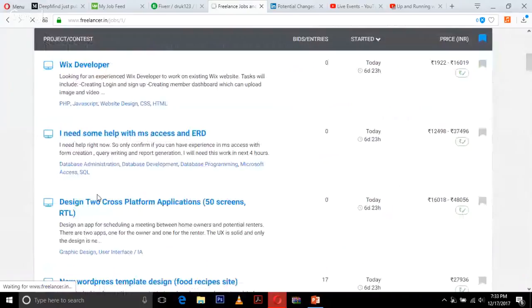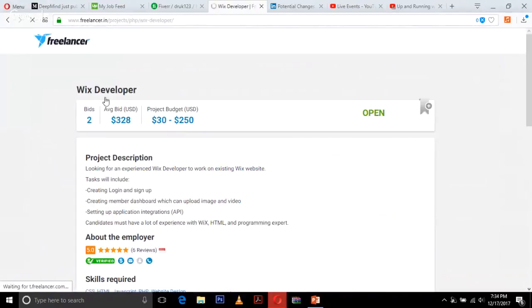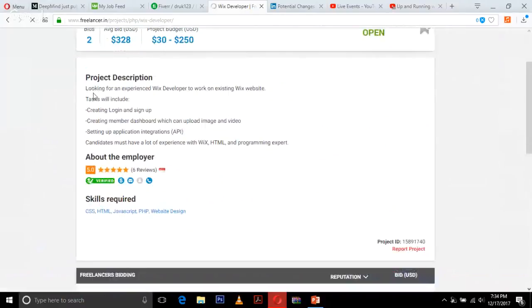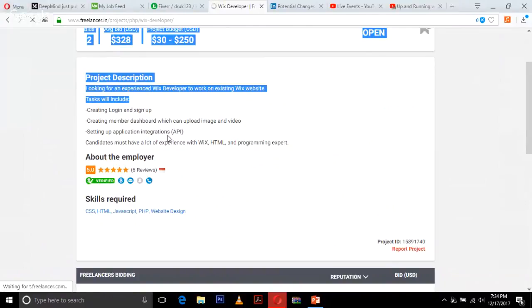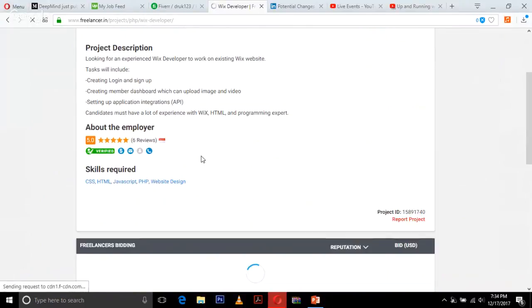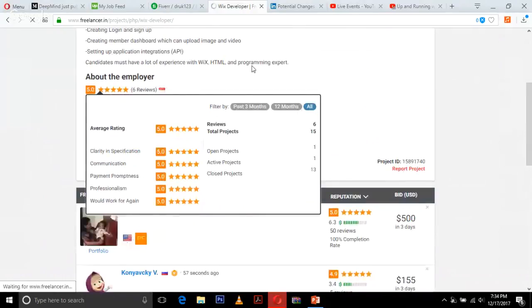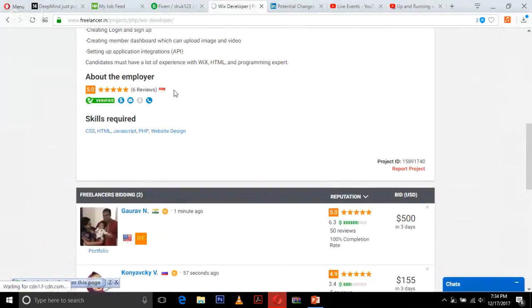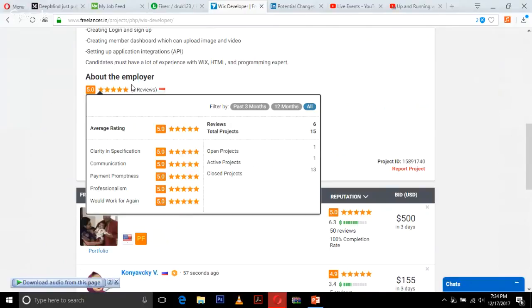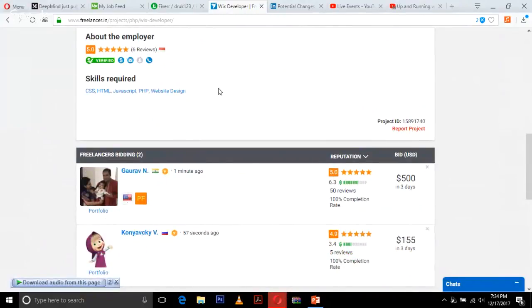Okay, let me show you this one, a Wix developer. Here he has given details of what exactly he wants in the person, and these are the skills he has attached with it. You can also keep checking the reviews. Later on you will find that if you want to work for someone, or you are giving out a project, you should consider these things, like how he has been rated over the past few projects he has done.